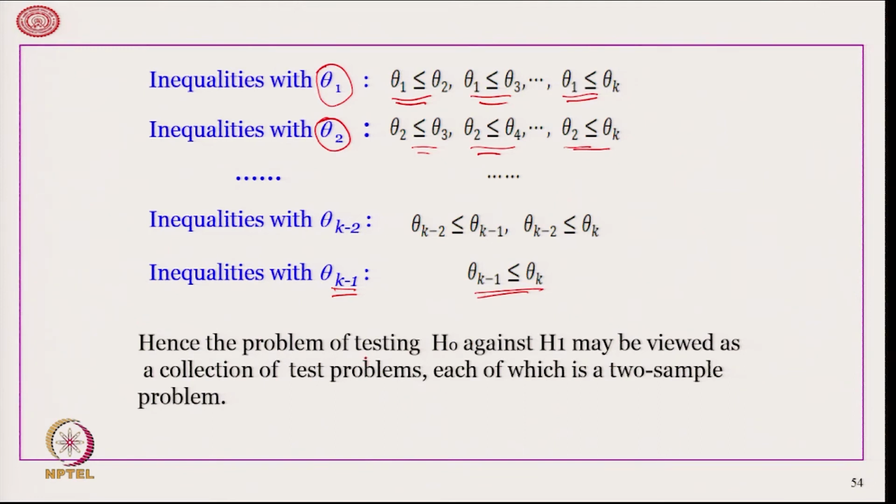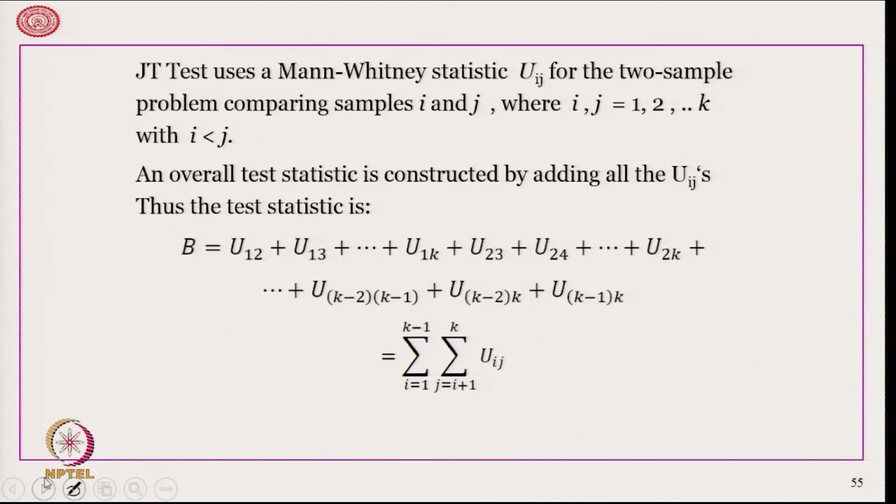Hence, the problem of testing H naught against H 1 may be viewed as a collection of test problems, each of which is a two sample problem. I hope the concept is clear. Of course, we have to understand that at least one of the inequalities has to be strict, because if all inequalities become equalities, then it is nothing but the null hypothesis.